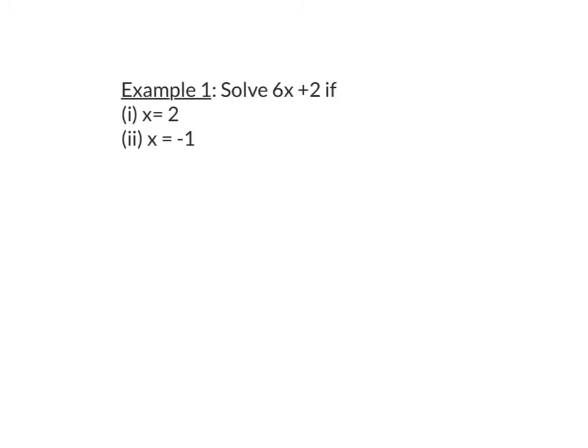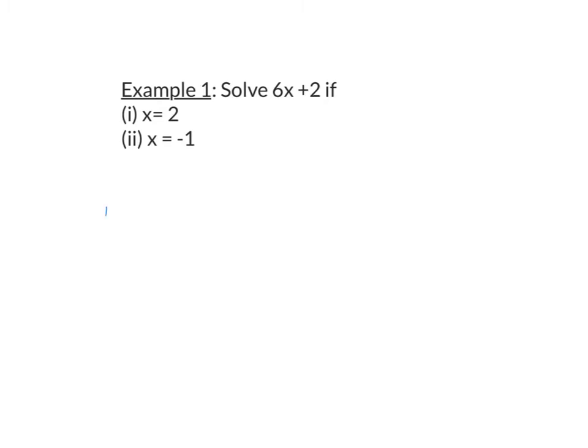We're given an expression here. Solve 6x plus 2, and then we're told what to substitute in. So x is equal to 2 is one of the possibilities, and the second part of the question is x is equal to minus 1. x here again is our variable, and we're going to see what this whole expression would be if x was equal to 2, and then we'd see what the whole expression would equal if x was equal to minus 1. So the first step, as in most questions, is just writing out what we're given.